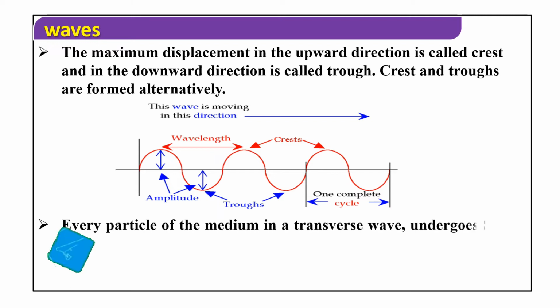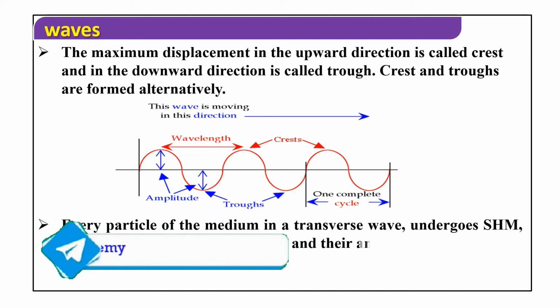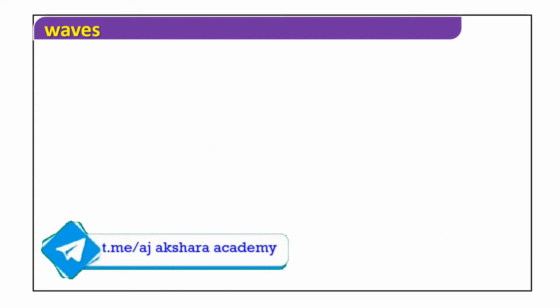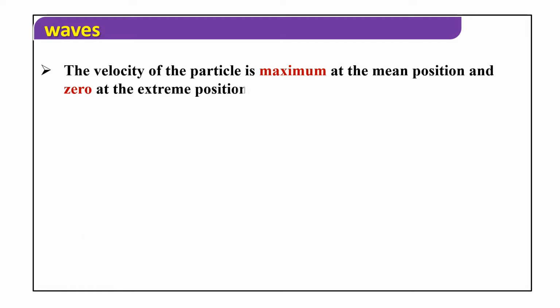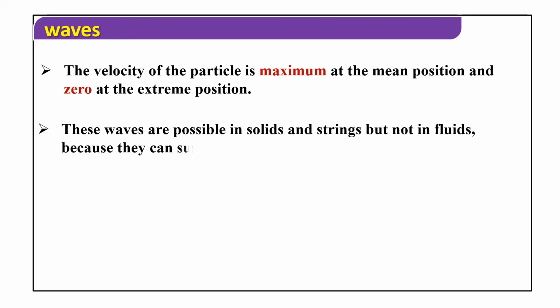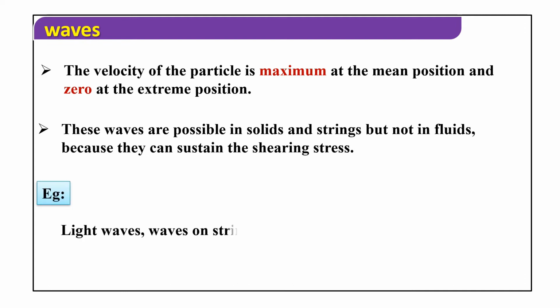Every particle of the medium in a transverse wave undergoes simple harmonic motion, but the phases of the particles differ and their amplitudes are equal. The velocity of the particle is maximum at the mean position and 0 at the extreme position. These waves are possible in solids and strings but not in fluids, because only solids can sustain shearing stress. Examples: light waves, waves on strings and rods.